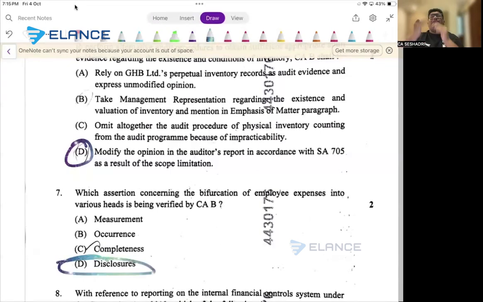Presentation disclosure. You are bifurcating expenses. Why? Gratuity this much, bonus this much, current employee salary this much. All these things you are writing in the disclosures. What is the main purpose of that? Presenting disclosure as per Schedule 3, of course. So the assertion here used is disclosures.